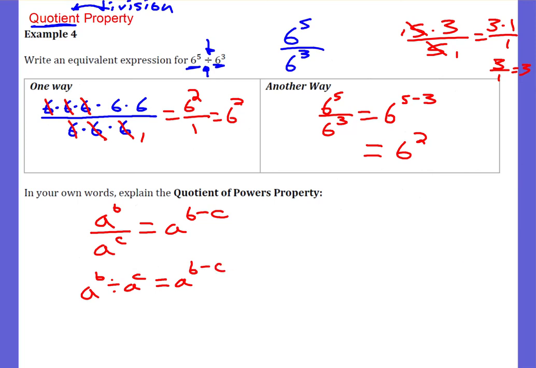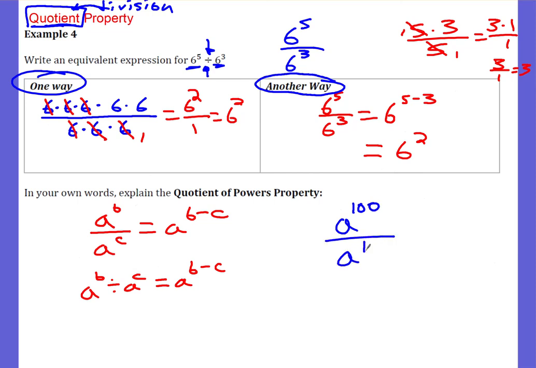And so to look at an example like this, let's take something that we wouldn't want to do in the first method. We definitely want to take this new quotient property here. Let's take something like a to the 100 divided by a to the 47. So if I did that, I could just use my quotient property here of say, well, b here is 100, c here is 47, and I could just say that's a to the 100 minus 47.